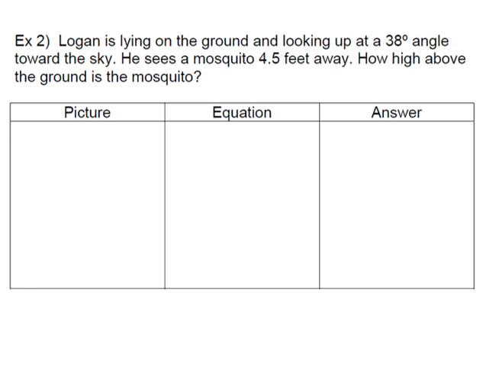So we need to draw ourselves a pretty little picture. So we got Logan over here just chilling. Hey Logan, how's it going? And he's looking up here at our little mosquito, zipping around here. And it tells us this angle right here is 38 degrees. It tells us that my mosquito is 4.5 feet away from Logan. He's about to get bit.